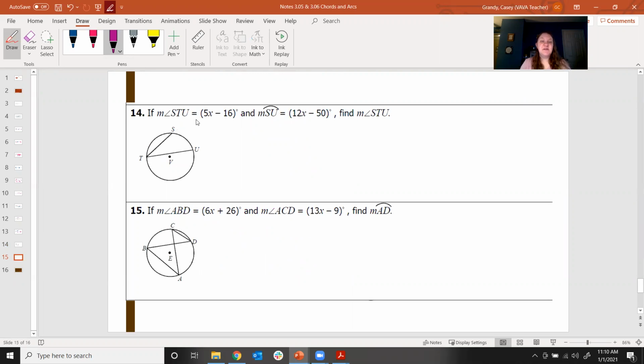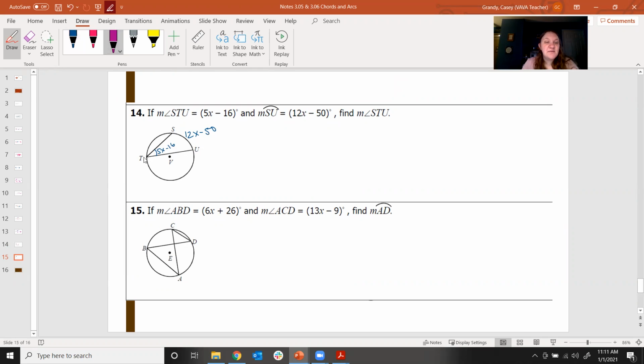All right, so now they're giving it to us as a sentence instead of labeling the picture. Not a big deal. We'll just have to put the labels in the picture. It says the measure of angle STU is 5x minus 16. So this angle right here is 5x minus 16. And it says the measure of arc SU is 12x minus 50. Find the measure of angle STU. So we'll solve for x, and then we'll plug in and find the measure of this angle.